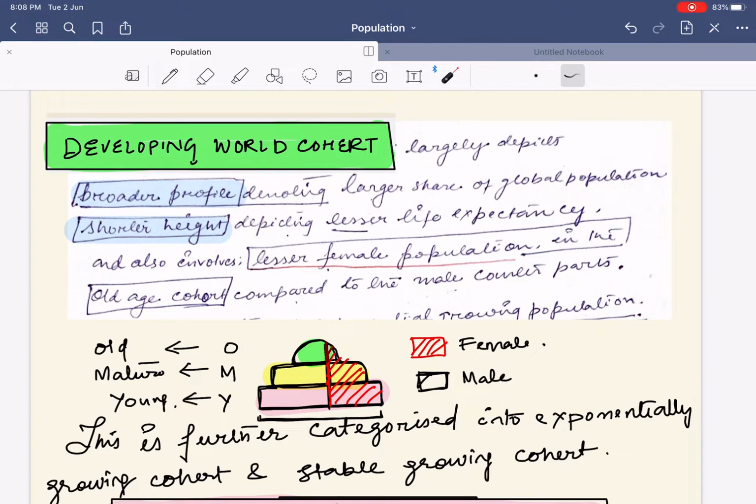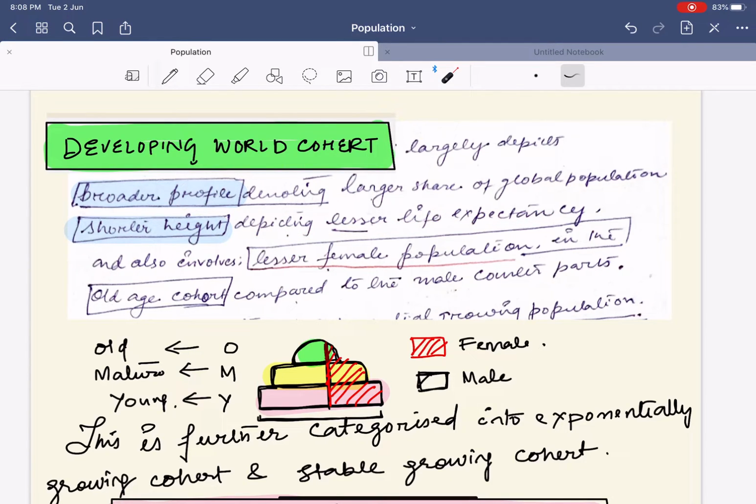We see that first of all, the age sex pyramid largely depicts a broader profile. What is this broader profile? This is your broader profile, meaning a broad base. You can also write it as the age sex pyramid has a broad base. Broad base means what? Larger share of the global population. Number one, remember this. Again, it has a shorter height. This height is short. It means lesser life expectancy.